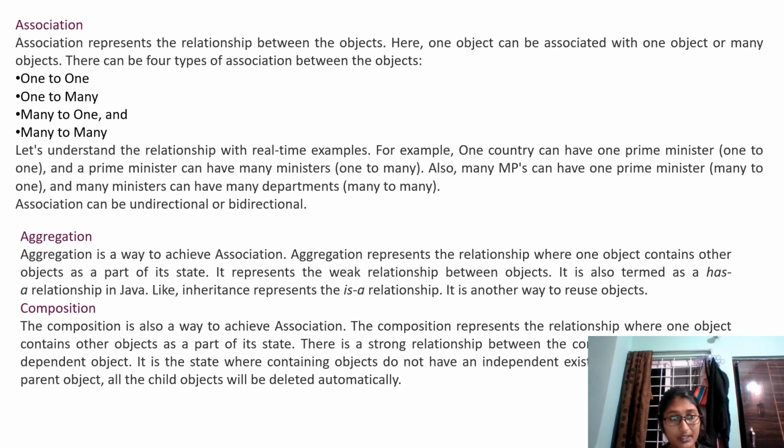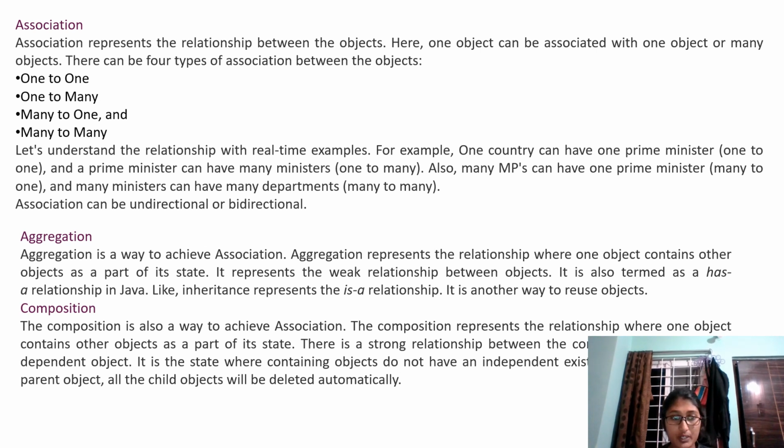Association can be unidirectional and bidirectional. Aggregation is a way to achieve association. Aggregation represents the relation where one object contains other objects as a part of its state. It represents the weak relationship between objects. It is also termed as a has-a relationship in Java, like inheritance represents an is-a relationship. It is another way to reuse objects.